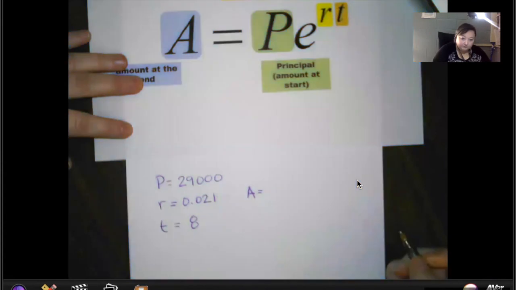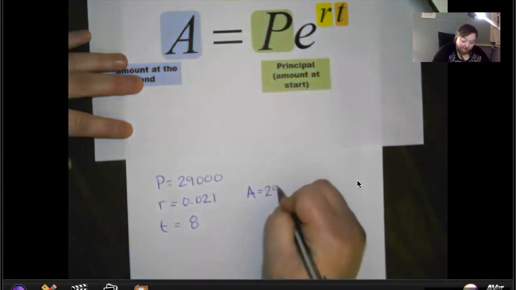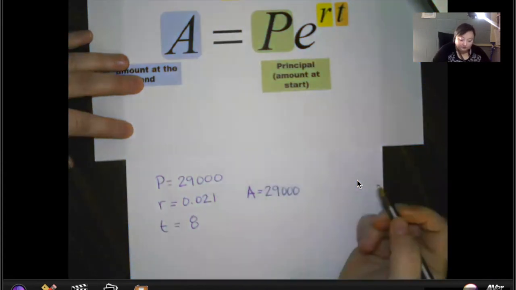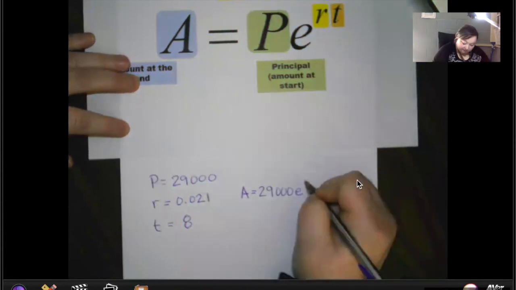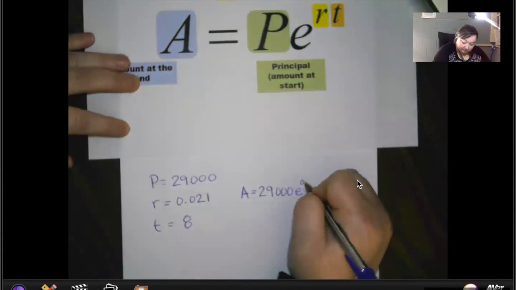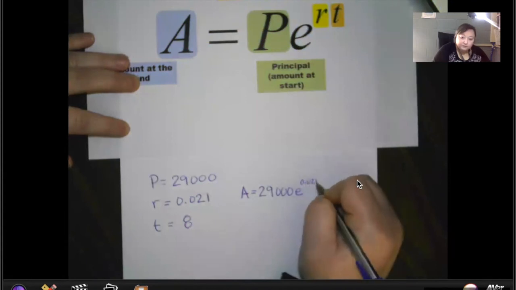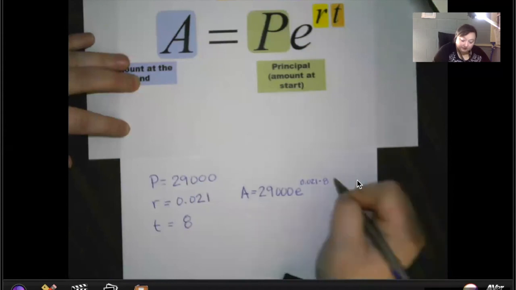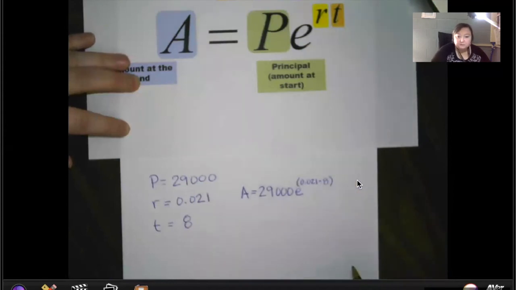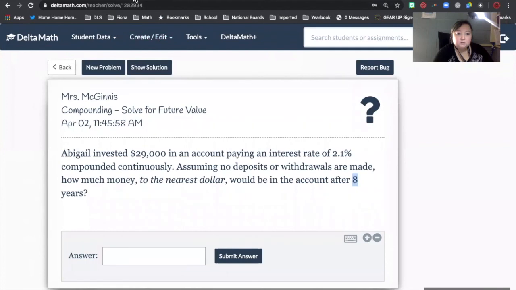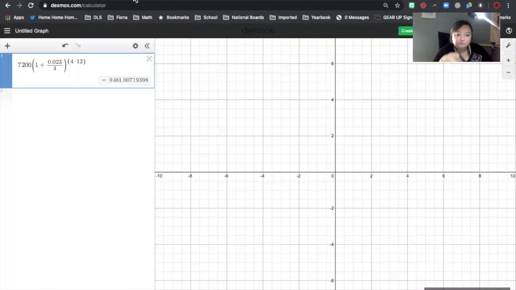So our principal, 29,000, times e, Euler's number, and we're going to raise that to 0.021 times our time, 8. And like we saw in the last problem, when we're dealing with exponents, it's easier or better to put our exponents in parentheses when there's more than one thing going on there. To the DeltaMath graphing calculator.